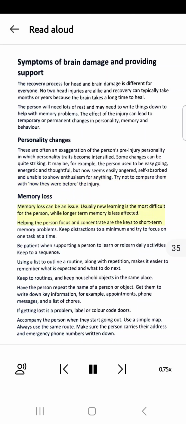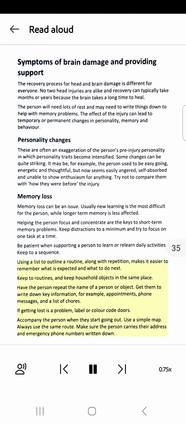Memory loss. Memory loss can be an issue. Usually new learning is the most difficult for the person, while longer-term memory is less affected. Helping the person focus and concentrate are the keys to short-term memory problems. Keep distractions to a minimum and try to focus on one task at a time. Be patient when supporting a person to learn or relearn daily activities. Keep to a sequence. Using a list to outline a routine, along with repetition, makes it easier to remember what is expected and what to do next.